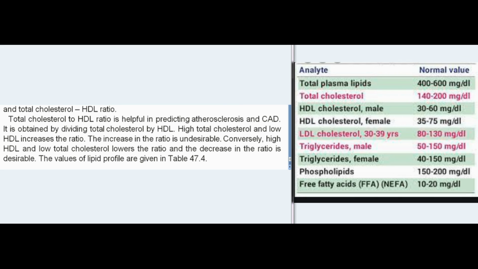Conversely, high HDL and low total cholesterol lowers the ratio and the decrease in the ratio is desirable. The values of lipid profile are given in Table 47.4.